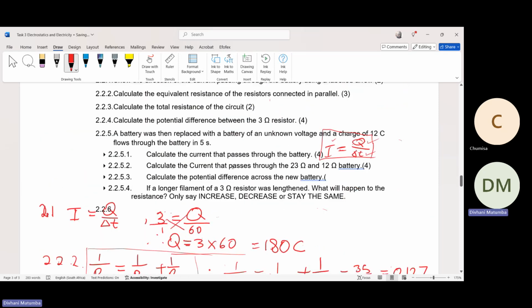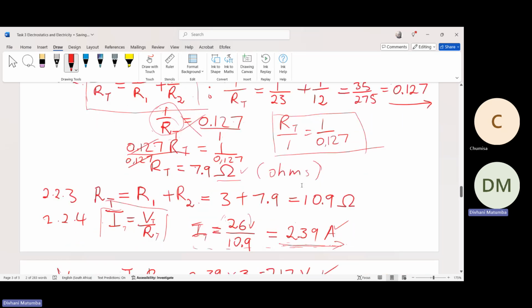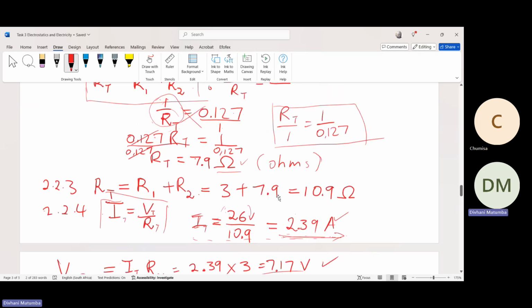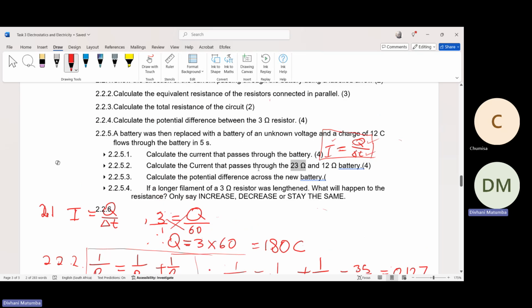Calculate the current that passes through 23 ohms and 12 ohms. Now that we have a total flow, that flow is going to split. You agree? Yes, sir. And then it will go into two branches. Now they want us to calculate the current that is passing through 23 ohms and 12 ohms. So how do we go about it?